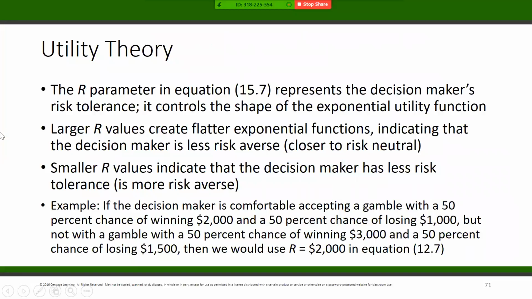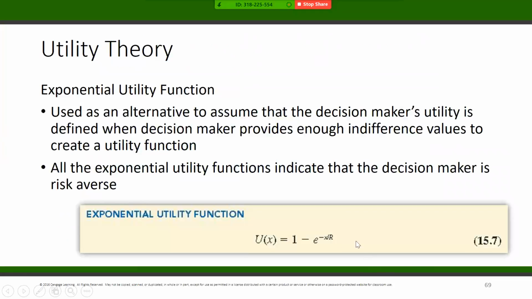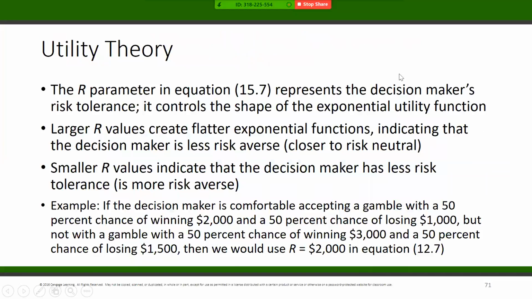So the R parameter in equation 15.7 represents, and that's just this value here, represents the decision maker's risk tolerance. It controls the shape of the exponential utility function. Larger values create flatter exponential functions, indicating the decision maker is less risk averse, which is closer to the risk neutral. Now, smaller R values indicate the decision maker has less risk tolerance. Basically, they're more risk averse.